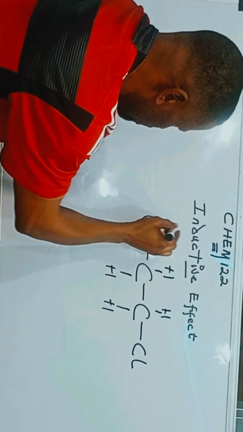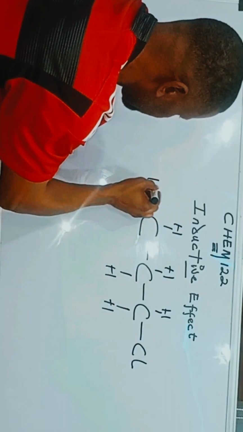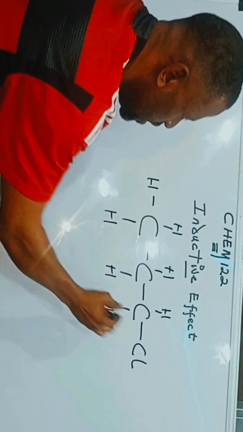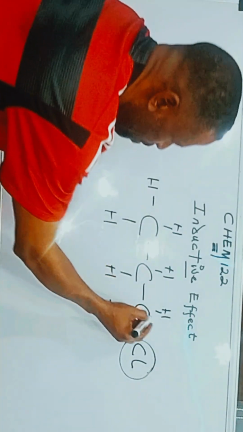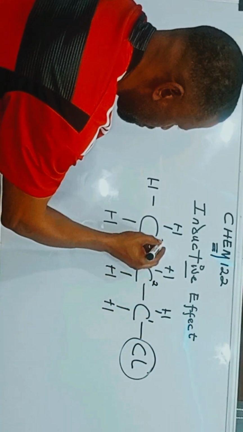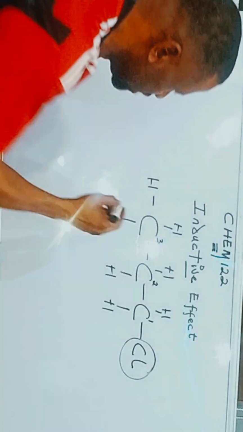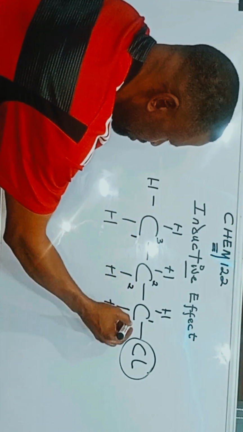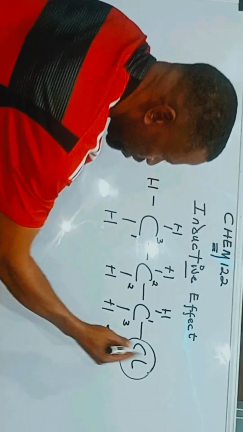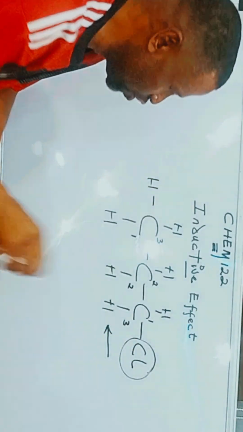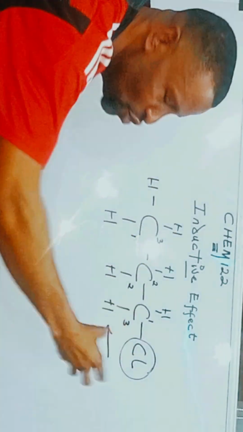Watch me, we are going somewhere. This is a chloro group at carbon number 1, 2, 3. If you number this way, 1, 2, 3, you see that if I go this way, from right to left, the chloro group is a substituent group.